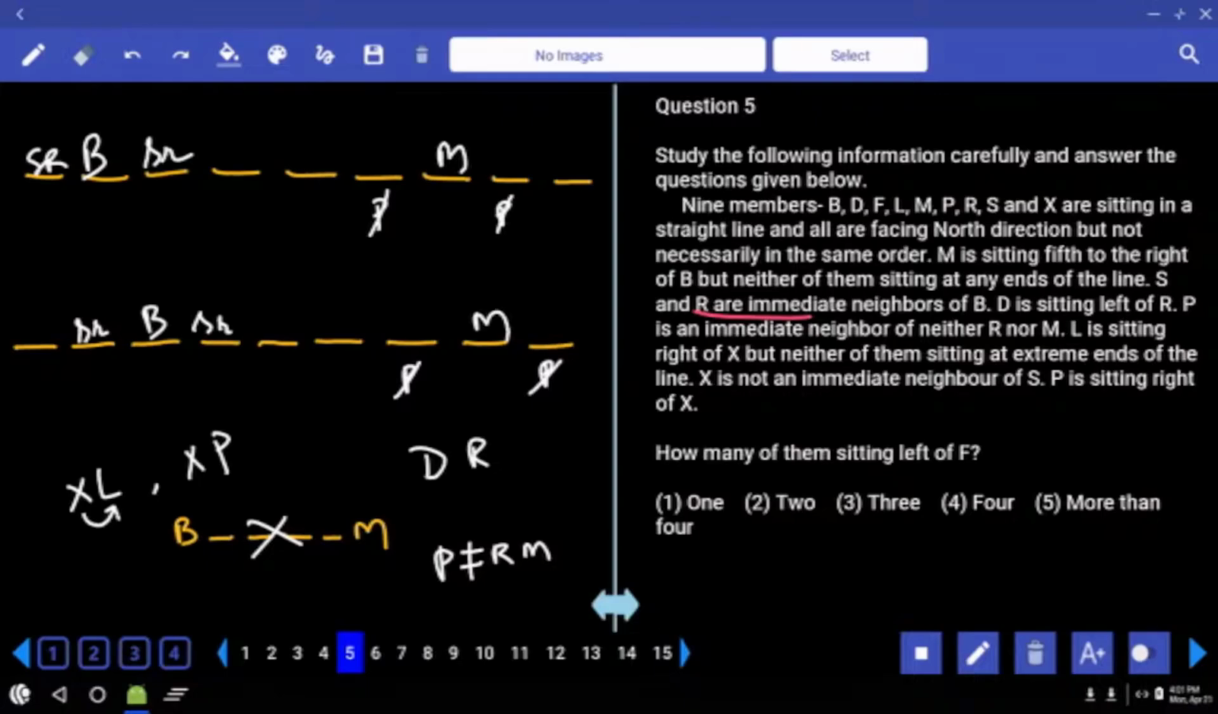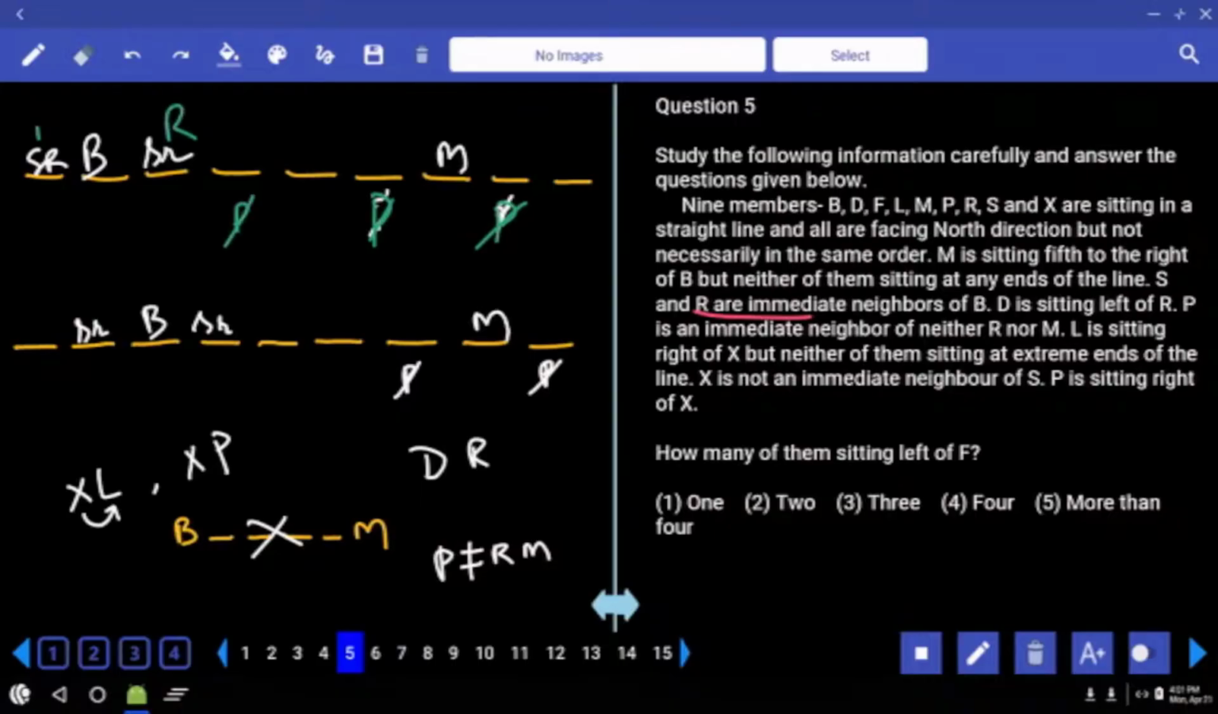And the next one, P is an immediate neighbor of neither R nor M. Then shall we start with this P here? And P is not an immediate neighbor. P cannot be here and P cannot be here as well.